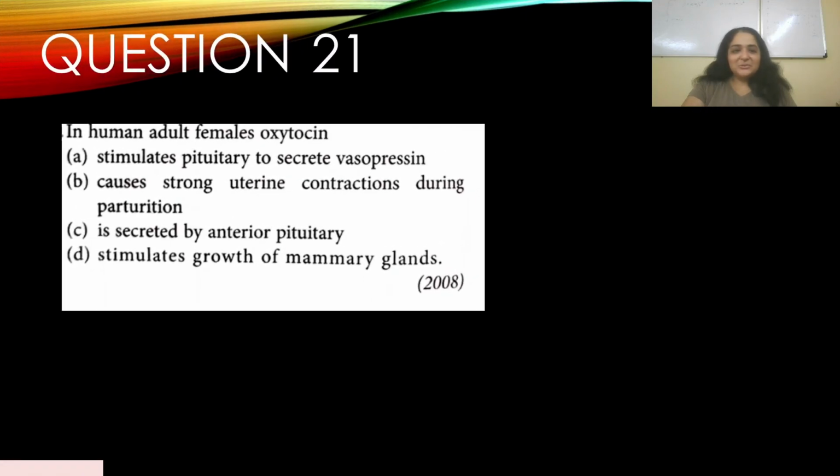All right, so question number 21. In human adult females, oxytocin, this appeared in 2008. Stimulates pituitary to secrete vasopressin? No. Causes a strong uterine contraction during parturition? Yes. Secreted by anterior pituitary? No. Stimulates growth of mammary glands? No. So the answer is B. Oxytocin plays a role in causing strong uterine contractions during parturition.